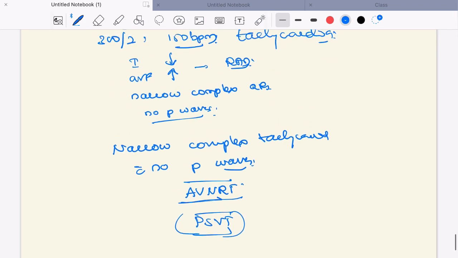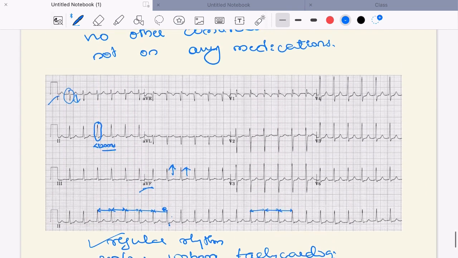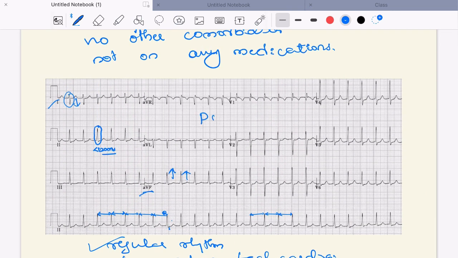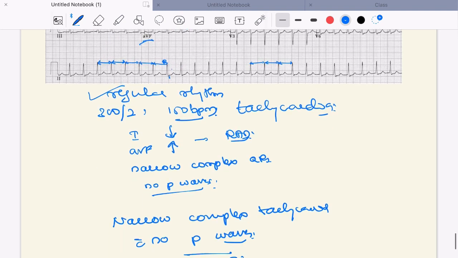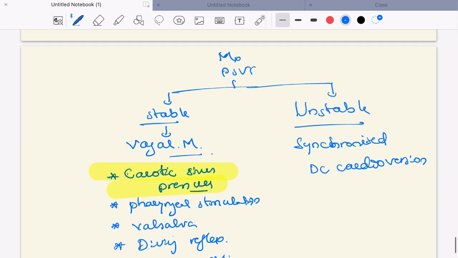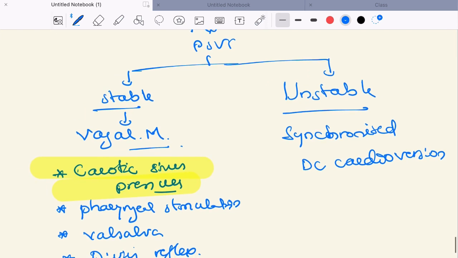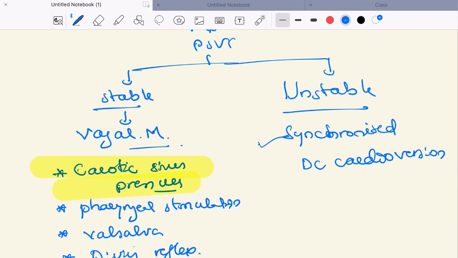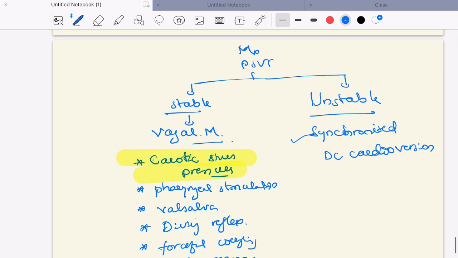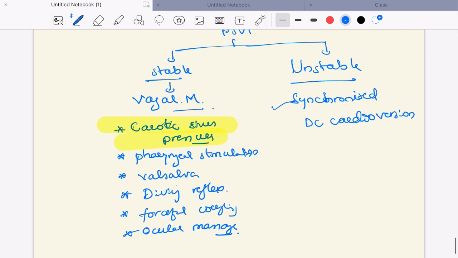So once you make the diagnosis of PSVT, this ECG is showing PSVT: a narrow complex tachycardia with a regular rhythm and no P waves. Once you make the diagnosis, you have to manage this case. For that, you should know whether the patient is stable or not. Since the question mentions the patient is vitally stable, we have to manage like this. What if the patient is unstable? If the patient is unstable, you have to go directly to synchronized DC cardioversion. In our patient, the patient is stable, so we are going to try vagal maneuvers.